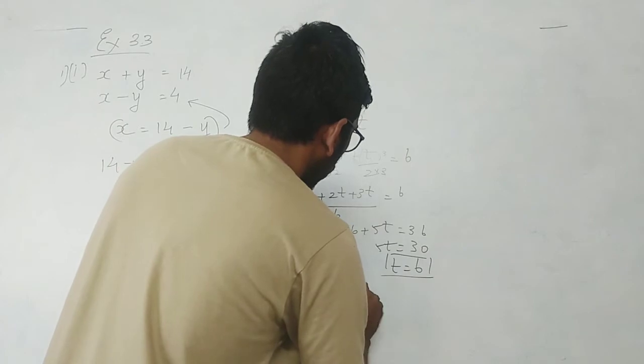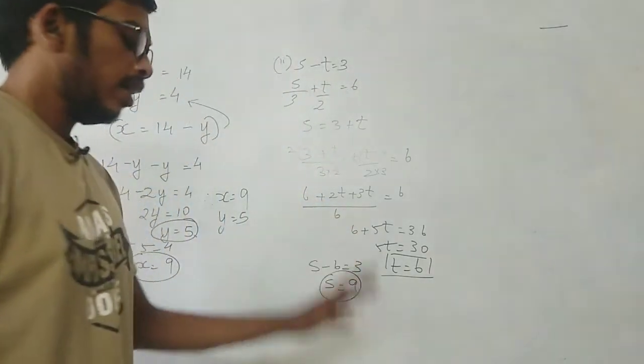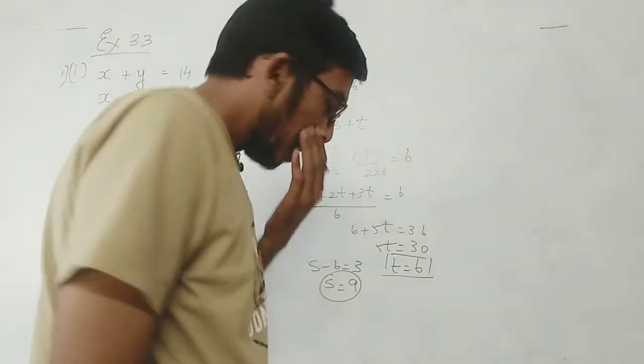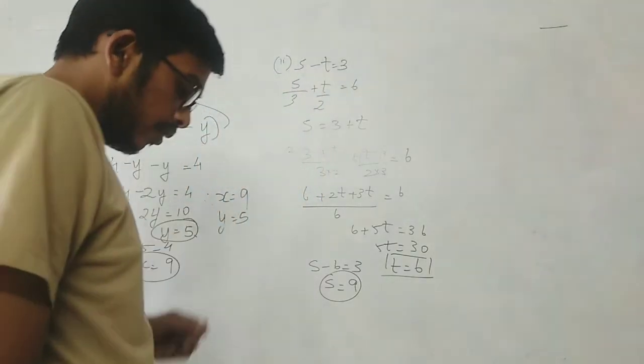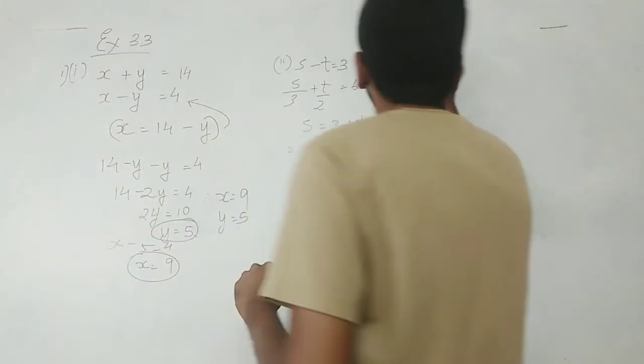Therefore s is equal to 9. I know the value of s and t. Very, very simple, right? That's it. This is how I need to find the value of s and t in this particular problem. Now let's get to the third subdivision.